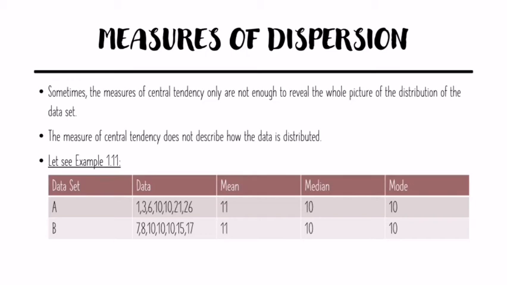Okay, range is when you calculate the difference between the highest and the lowest. So range is 26 minus 1. So range for A is 25. Okay, so dataset A has a higher range than B. Dataset A has 26 minus 1, so 25 range, and dataset B is 17 minus 7, so only 10. So the range in B is lower than the range in A. So dataset A is wider and dataset B is narrower if you draw the bell-shaped graph.